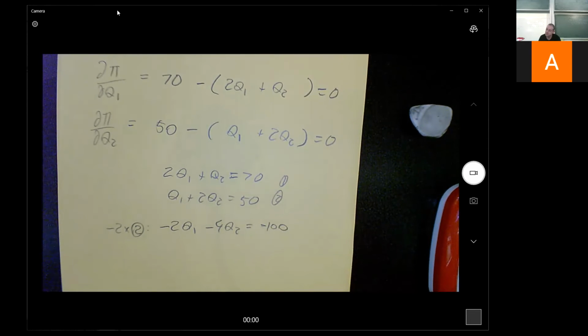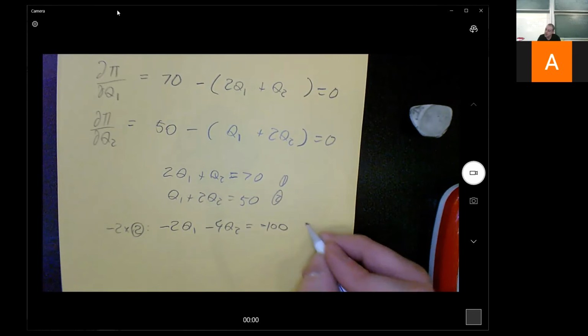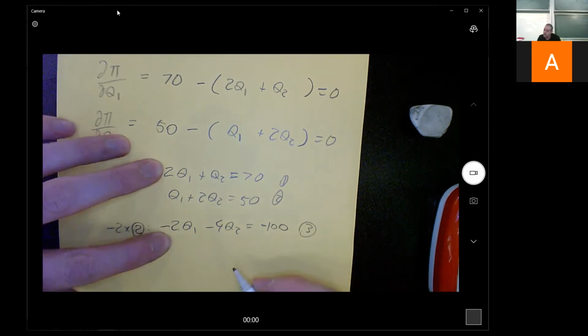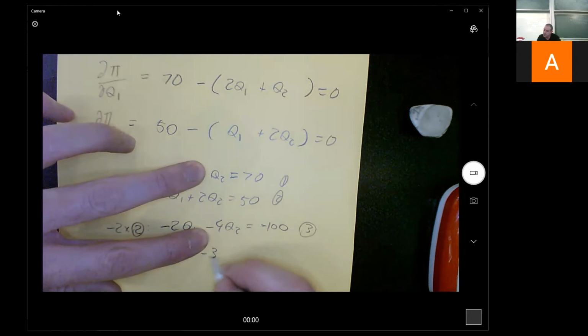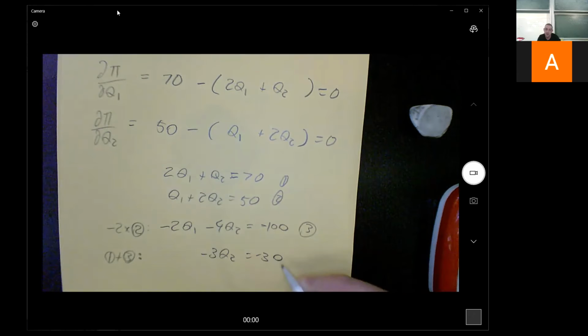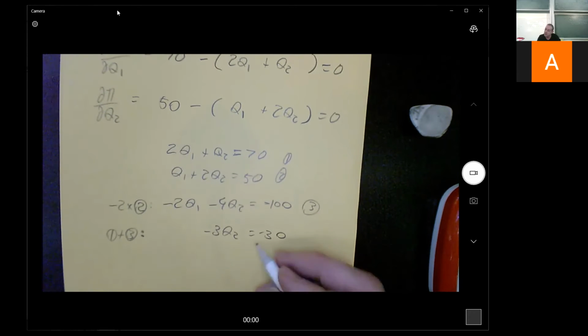Like that. And then if I did now number 1 plus number 3, that would make these cancel out. Was that your plan, that sort of thing? Yeah, that's how I usually do it. So this plus this is 0. This plus this would be minus 3 lots of Q2. And this plus this would be minus 30. And now if I divide everything by minus 3, I'll get 10. Nice. Well done.